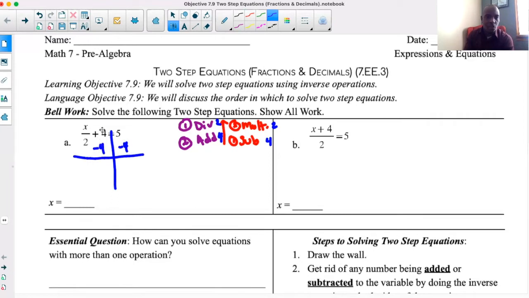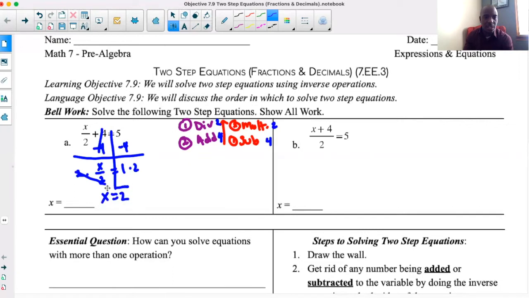I'm going to notice that these 4's cancel out. I get X over 2 is equal to 1 because 5 minus 4 is 1. Then I'm going to multiply both sides by 2. That cancels out the 2's. I get X is equal to 2.